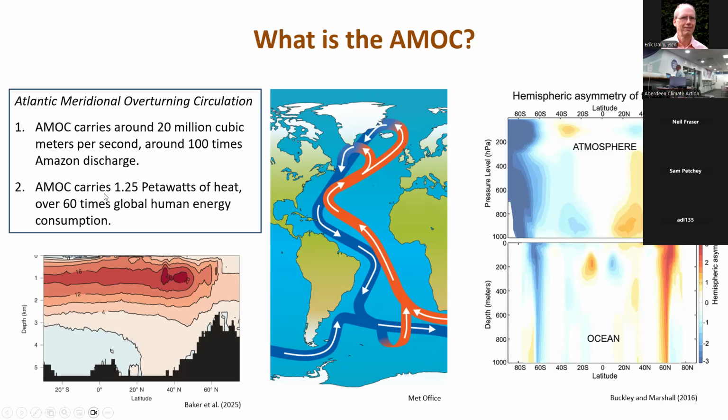And the heat delivery around the subtropical latitudes where it's highest, the northwards heat delivery in the AMOC is about 1.25 petawatts, around 60 times global human energy consumption.